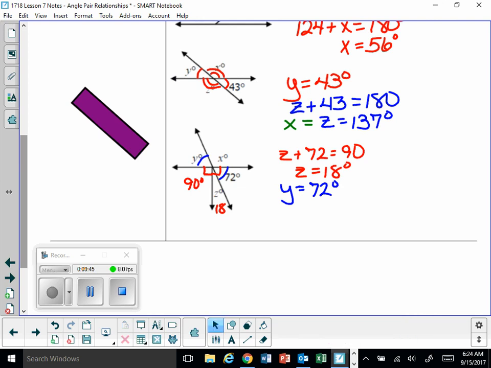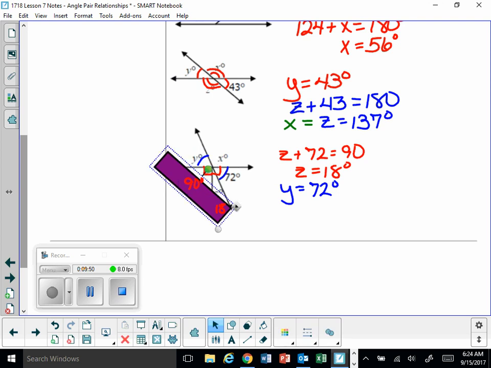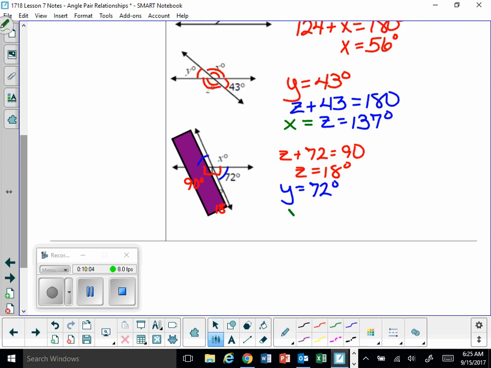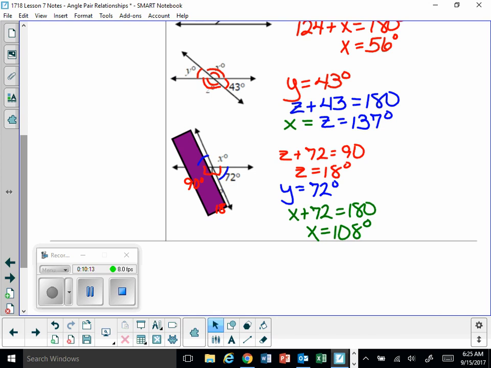If I bring that note card down and cover up part of the diagram, I can see that x and 72 are supplementary. They form a linear pair. So x plus 72 will equal 180 degrees. X is 108. There are probably 5 or 6 different ways for you to solve this particular problem.